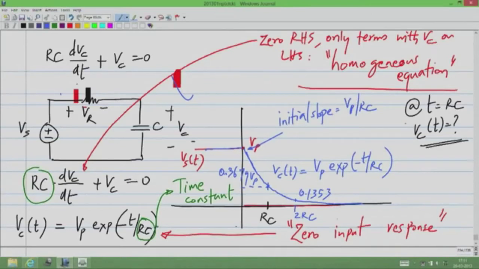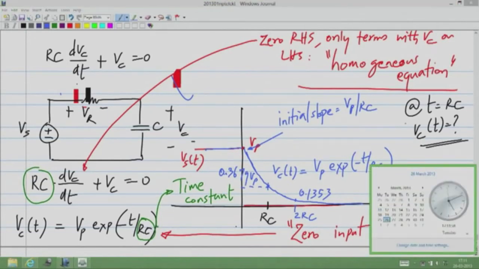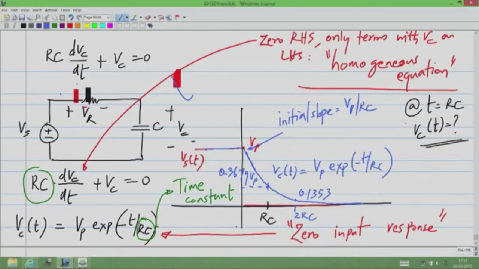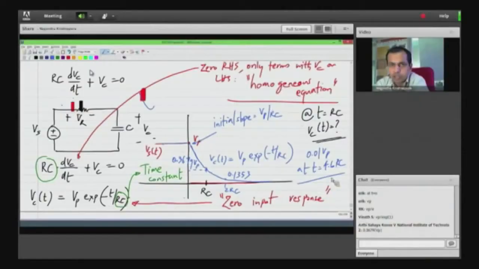Now it turns out that after approximately 5 time constants, or 4.6 time constants, it goes down to 0.01 Vp. T equals 4.6 RC. Okay, we approximate this to 5 RC. The point here is that it will never completely discharge to 0, because if you look at this function, Vp exponential minus t by RC, it will never become equal to 0. It becomes equal to 0 only when t tends to infinity. So in a finite time it never goes to 0, but it becomes arbitrarily small.